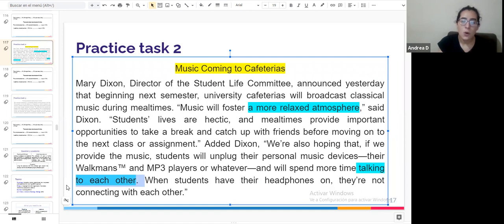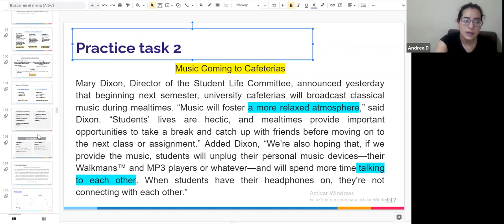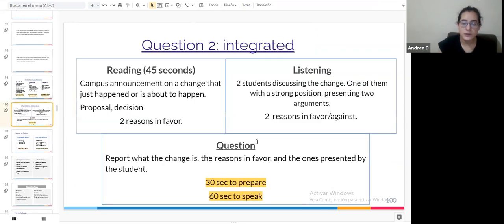Okay. And in case the student is in favor, you will have a deeper explanation of how they're going to have a relaxed atmosphere, or how they're going to connect with each other. So your job, again, is to identify whether the student is in favor or against, and what the reasons that they give are. You can take some notes while you're listening, because you will only get to listen to it once. You listen to it, there's no going back, and then you get the question.